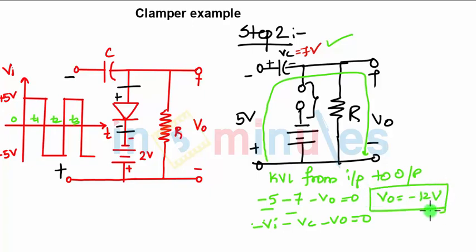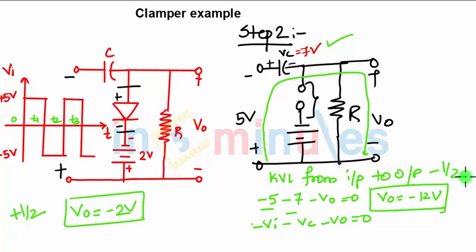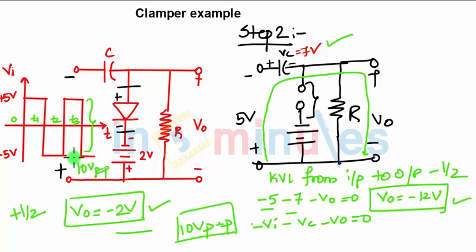In the positive half cycle, you got VO to be minus 2 volts. This was the case in the positive half cycle, and this is the case in the negative half cycle. So the total voltage swing, you can see, is 10 volts peak to peak, and the voltage swing of our input is also 10 volts peak to peak, right? So the total output swing is 10 volts and the input swing is 10 volts. That means our analysis is right.